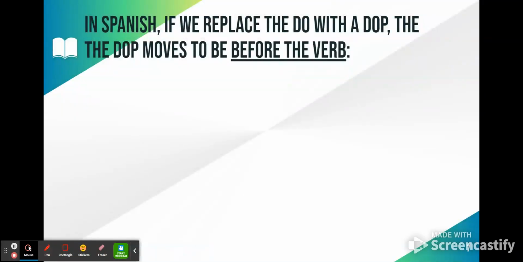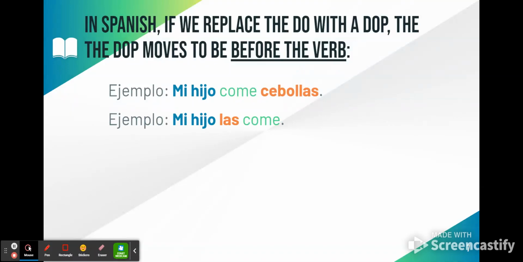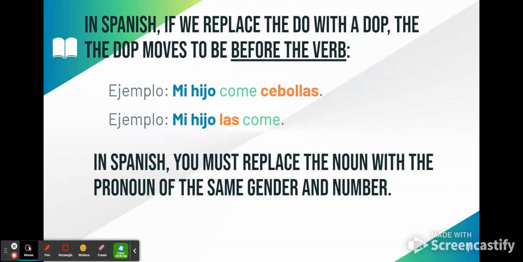In Spanish, if we replace the direct object with a direct object pronoun, the pronoun moves to be before the verb. So my son eats onions, mi hijo come cebollas is the same order as English. But my son eats them is a different order than English. It would sound like my son them eats. So it's the same information, just in a slightly different order. Mi hijo las come. In Spanish, just like English, you have to match the pronoun you use in number, but you also have to match it in gender. That's why we have 4 instead of 2.